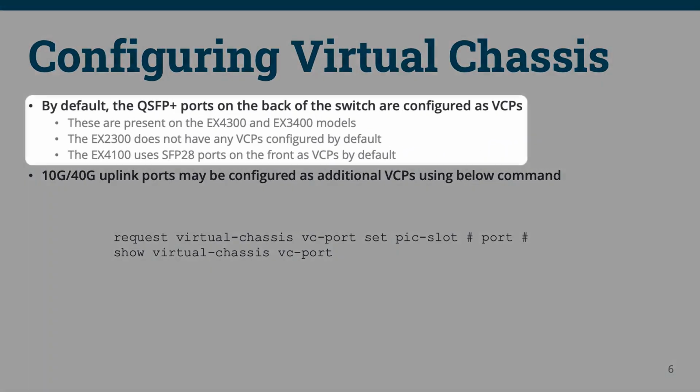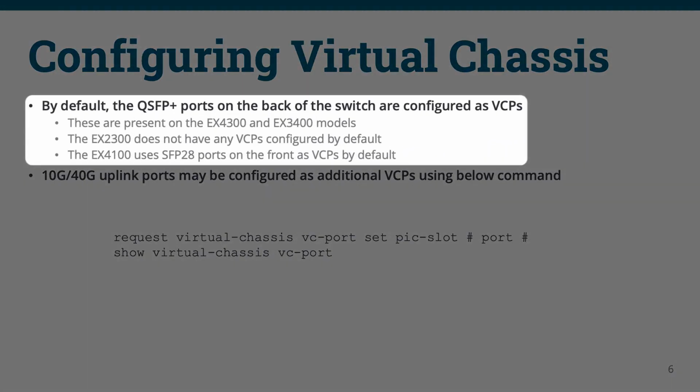The EX3400 and EX4300 line of switches have built-in VCPs by default. These are QSFP Plus ports on the back of the switch. There are 2 of these ports on each switch, and these are configured as VCPs by default. Simply connecting these together and powering on the switches will form a virtual chassis.